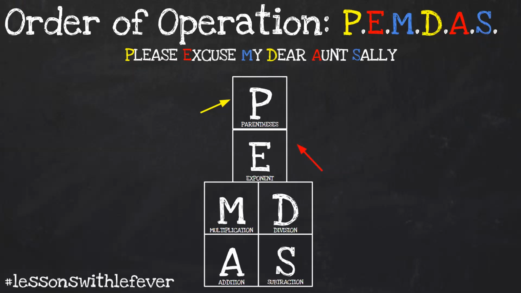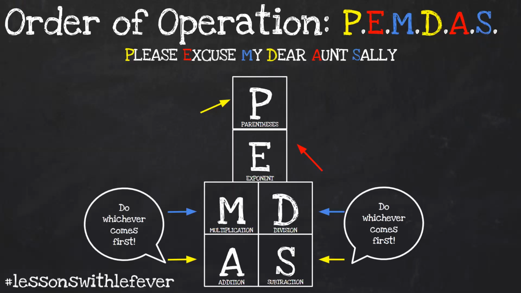Now, when it comes to the M and the D, the reason why they're grouped together is because you're going to do whichever one comes first. Just because the M is first in the acronym doesn't always mean that multiplication will be before the division operation in whatever expression you're solving. So if you see a division sign first, you're going to do the division first, unless the multiplication is in parentheses. And the same goes with addition and subtraction. You do whichever comes first.